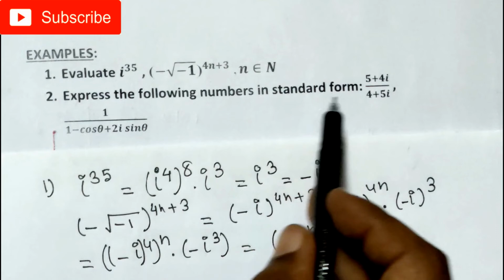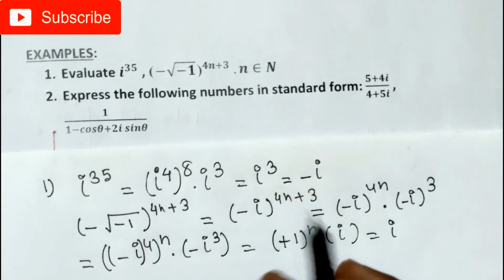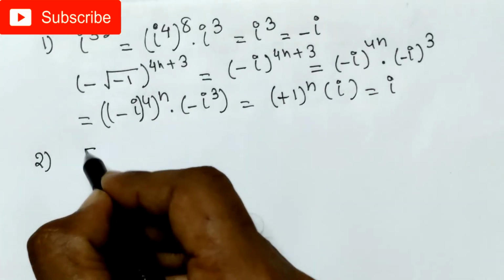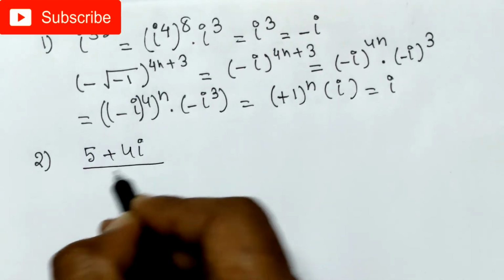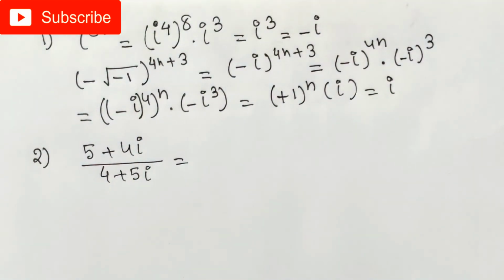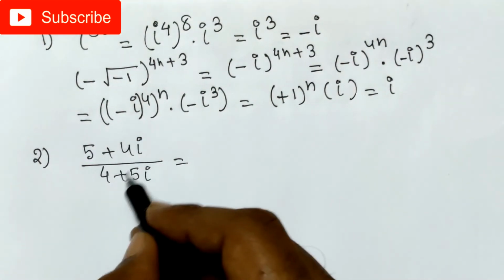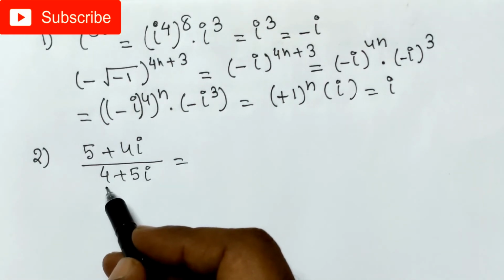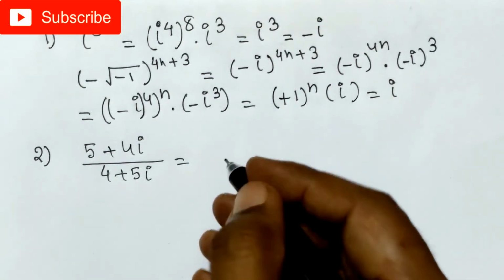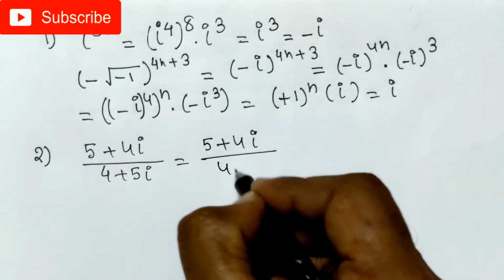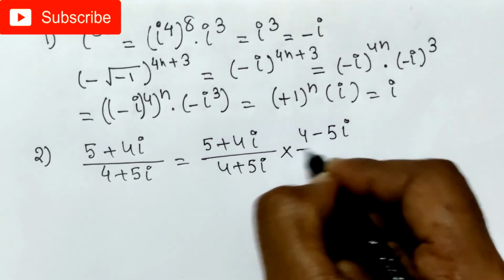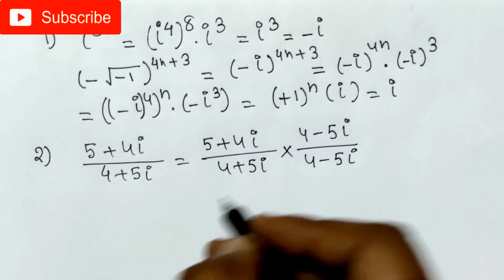Express the following number in standard form. First one is (5 plus 4i) by (4 plus 5i). How to express this number in standard form? Let's multiply the numerator and denominator with the conjugate of the denominator. What is the conjugate of a complex number? We will discuss after some time. So (5 plus 4i) by (4 plus 5i), let's multiply with the conjugate of the denominator, which gives us (4 minus 5i) by (4 minus 5i).